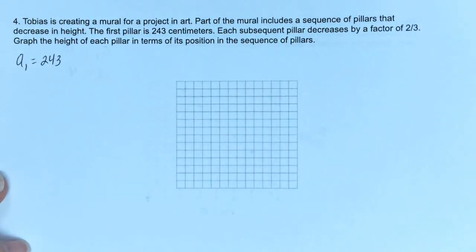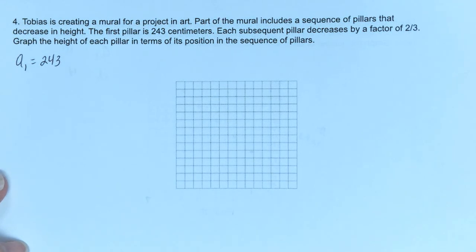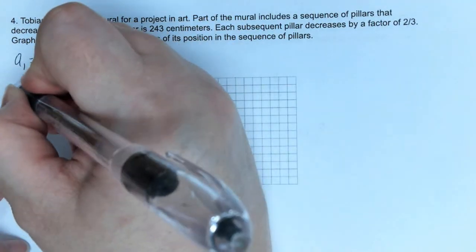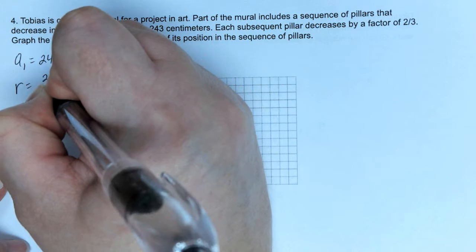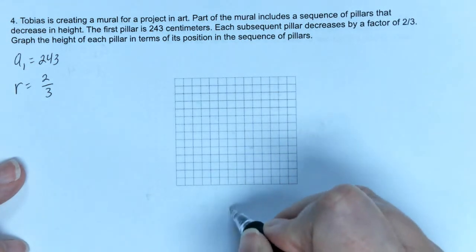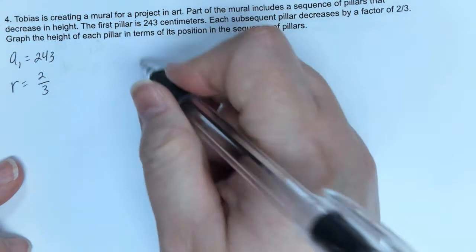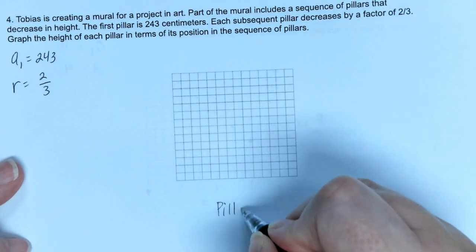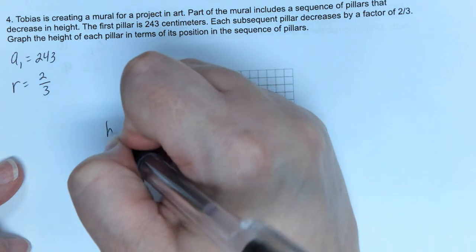And it says each subsequent pillar decreases by a factor of 2/3. So factor, that word right there means multiply. So this is telling us it's geometric. We're multiplying, not adding or subtracting in that case. So R is 2/3. It says graph the height of each pillar in terms of its position in the sequence of pillars. So this would be like whatever pillar number you're on, and this would be how high. So this is pillar number, and this is height.